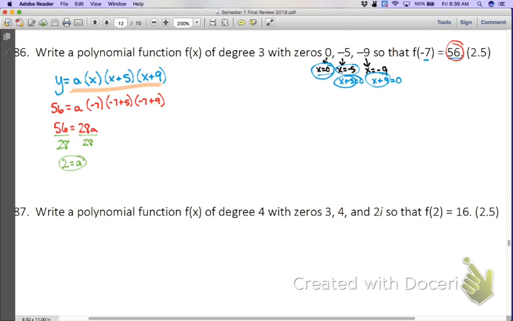So if a is 2, now all I'm going to do is put this back into my original equation and multiply everything together. So I'm going to take it over here, and I will have 2. I'm going to go ahead and make it 2x, because that's just easier. And then x plus 5, x plus 9. Now, it's really up to you as far as what you multiply together.